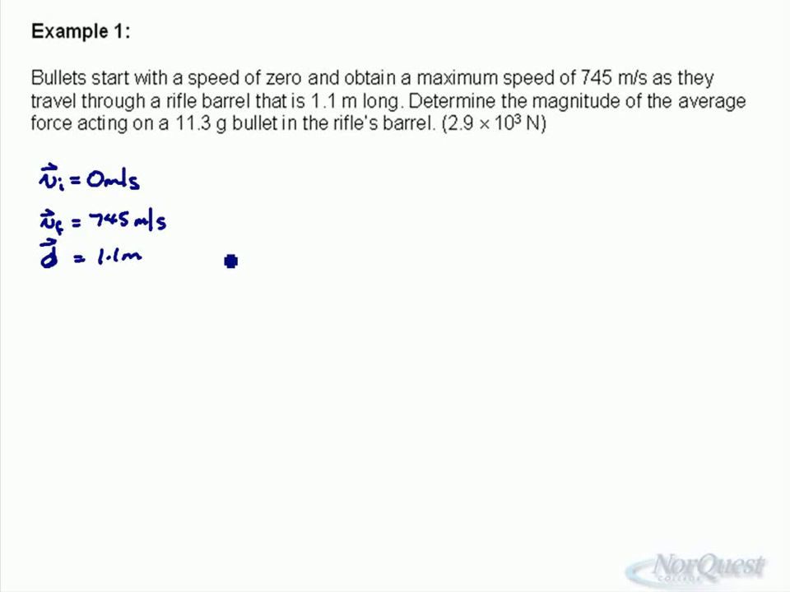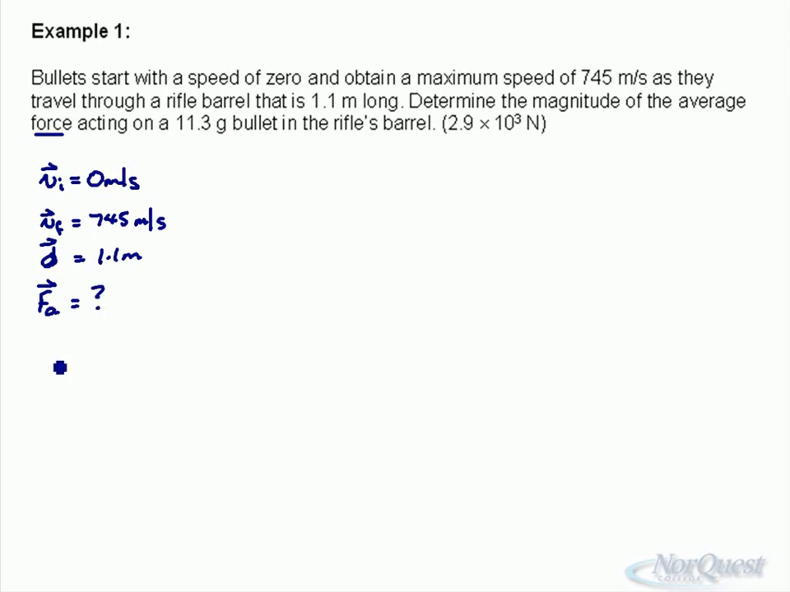It says determine the magnitude of the force, so we want to know the force that's being applied. I just use FA for applied force. Some of your previous physics instructors may use T or just F. Really, it's just a subscript for the force, just so that you understand what the force is. This is the applied force, or average force on the object, that we're looking for.